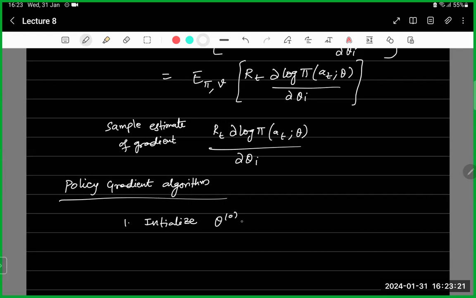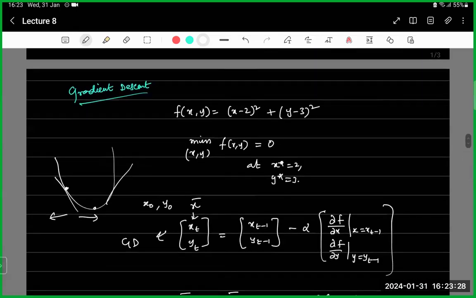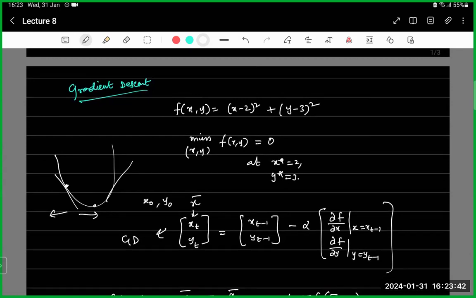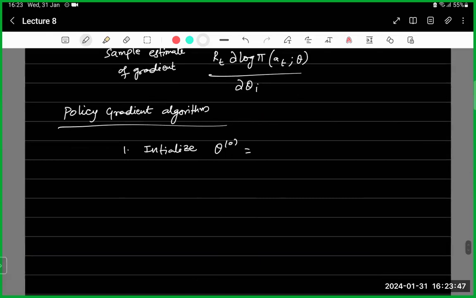I'll just start with some arbitrary thetas, just like how if you want to minimize this function, you don't know what the best x comma y is. You start with whatever x comma y you want, but you just go according to these slopes. Wherever you start, if you follow the slopes and move in the right direction, you will reach the minimum, if there is a unique minimum like this, and if you have a nice curve like this. So I'll start with some initialized theta, arbitrarily.